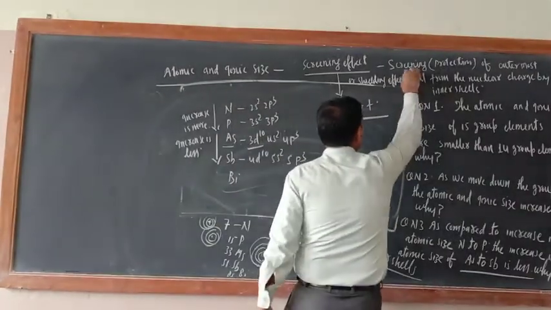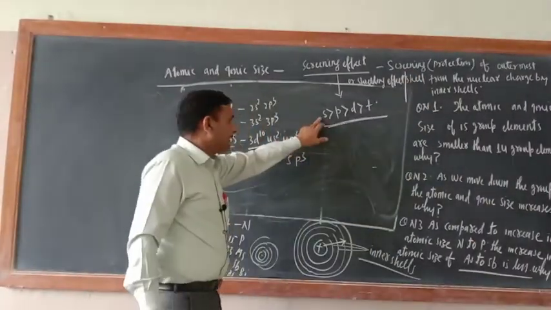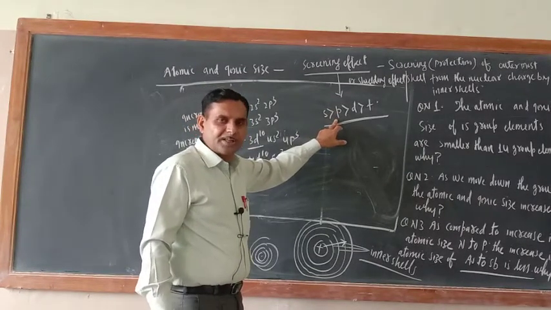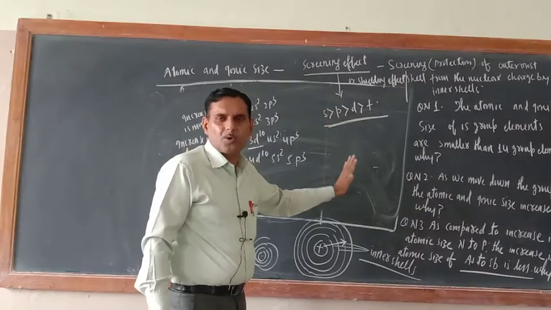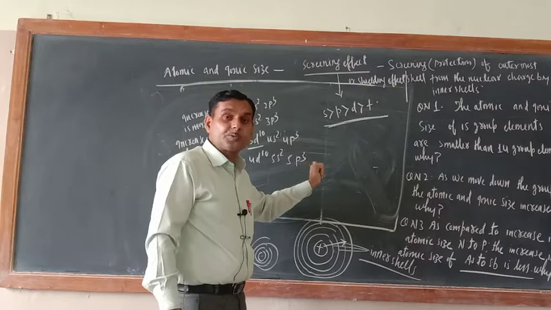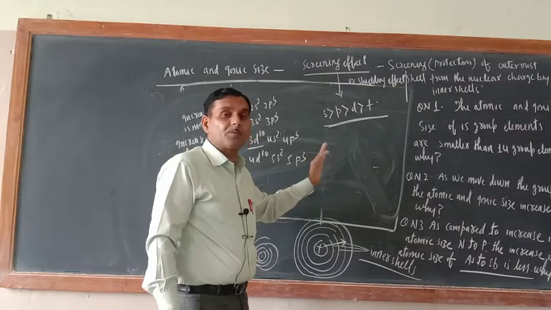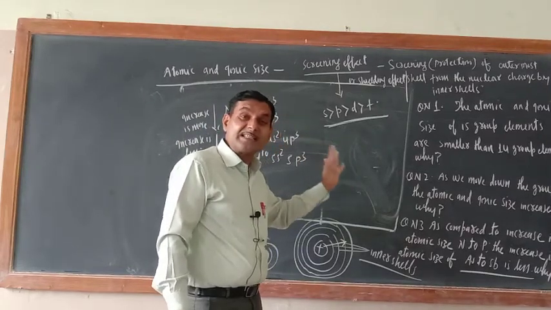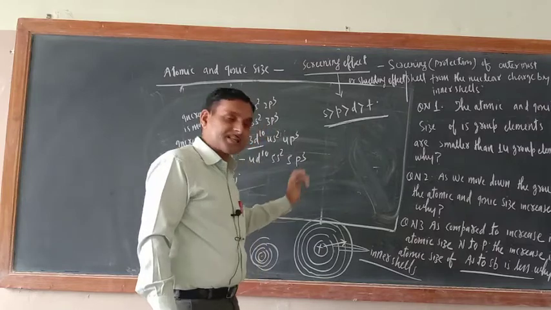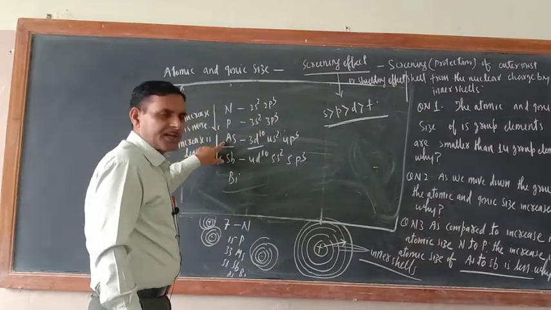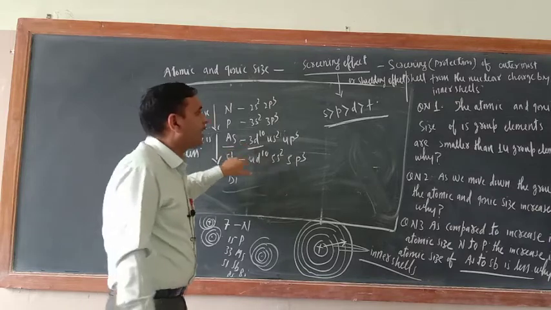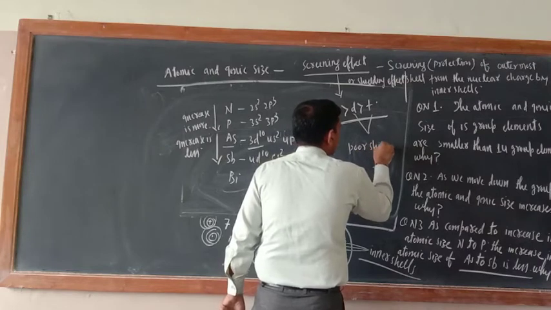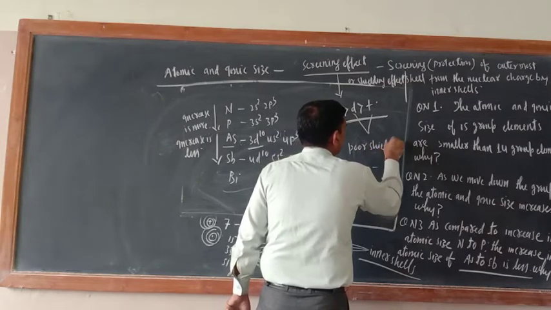Now try to understand here. If the inner shells have s or p orbital, then the outermost shell will be protected more. But if the inner shells belong to d and f, then the outermost shell will not be protected, will not be shielded by the inner shells. So just see, from arsenic, d orbital has entered, and d and f have a poor shielding effect.